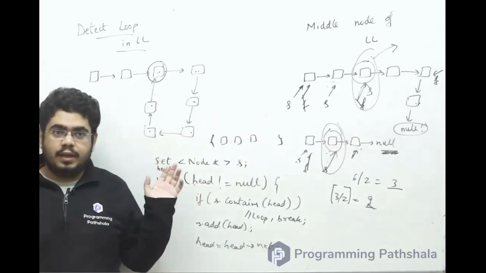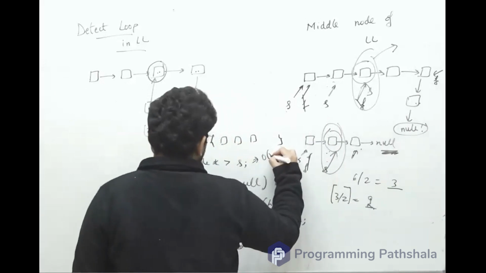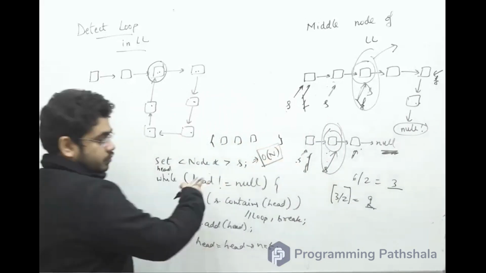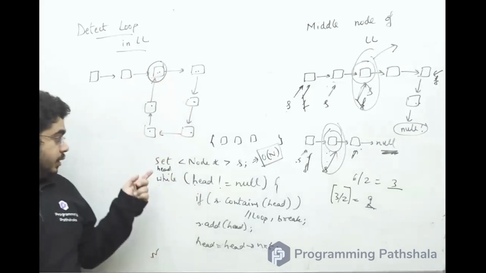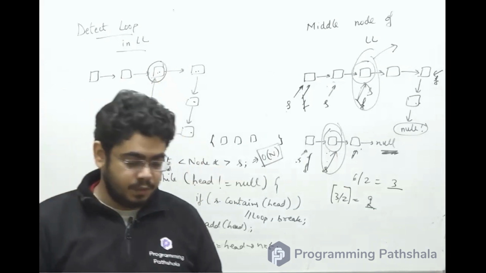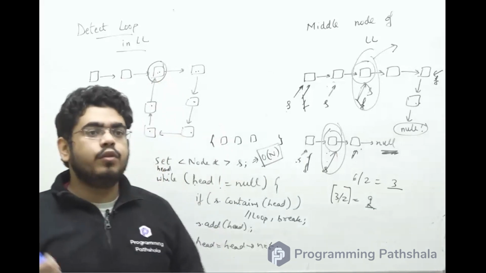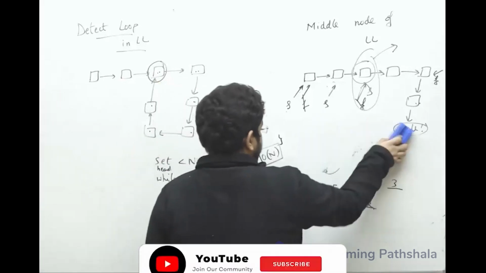Can you tell what's the time and space complexity here? We are taking extra O(n) space. This is the problem. Time is still O(n), we are just going over it once. But the set space is O(n), which is the worst. So we need to improve on space, and we can do much better than this. That I'll talk about.